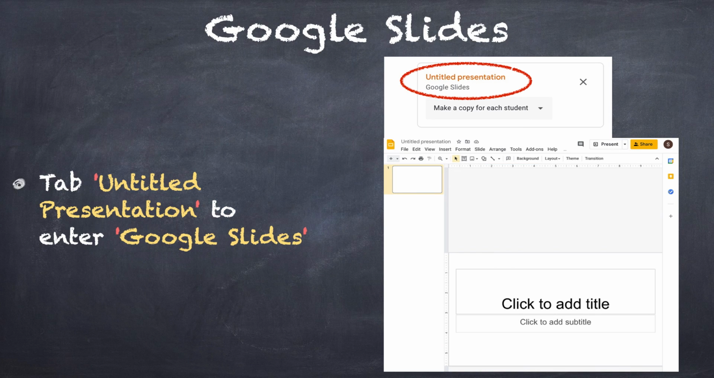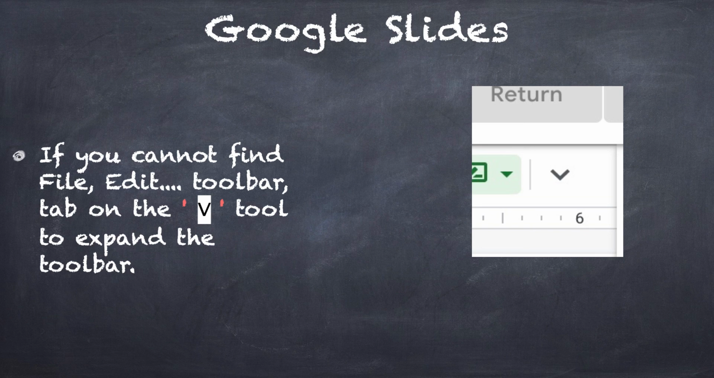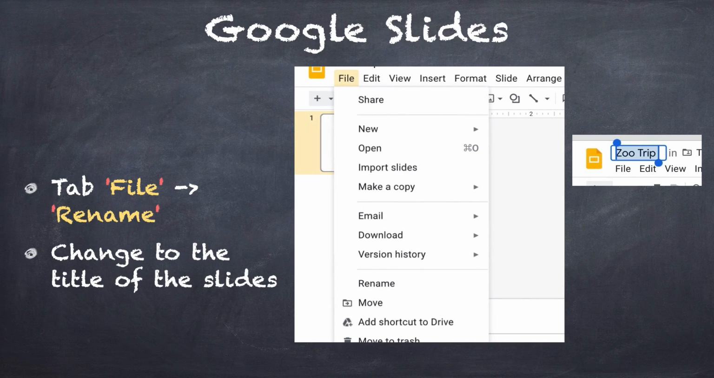Tap Untitled Presentation to enter Google Slides. If you cannot find File, Edit in the toolbar, tap on the downward arrow to expand the toolbar. Tap on File. And then tap on Rename. Change the file name to the title of the slides.